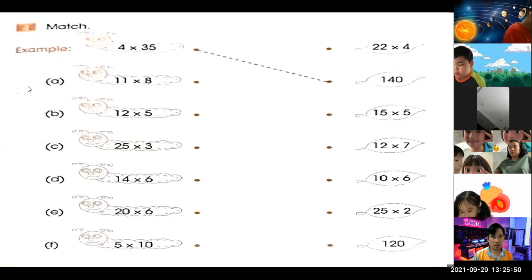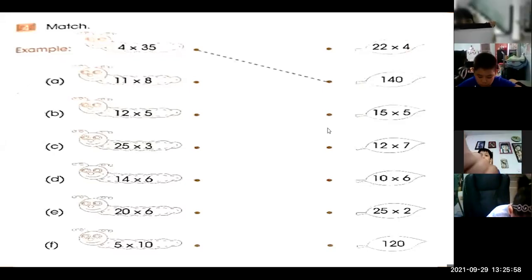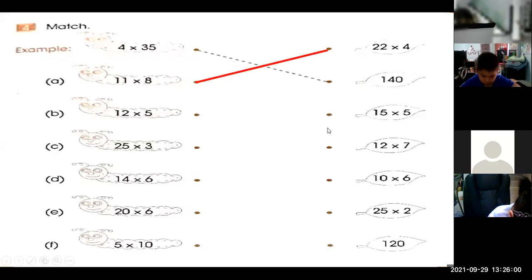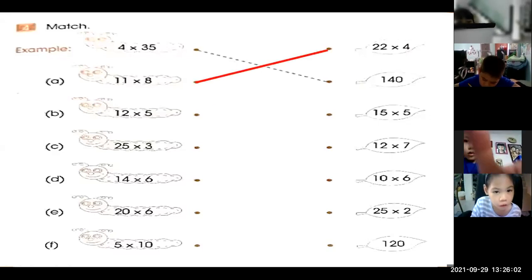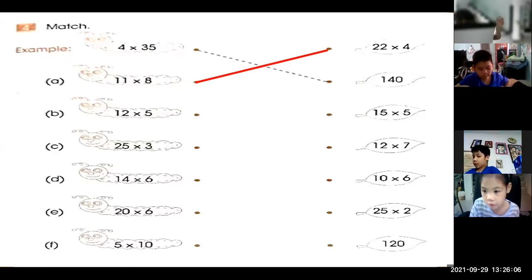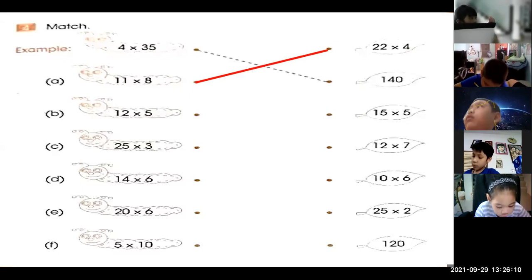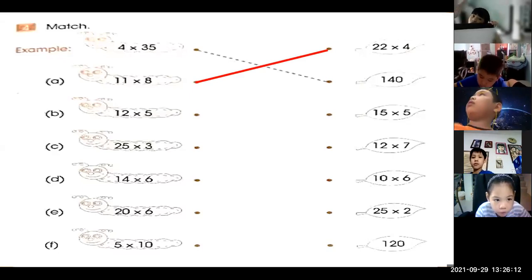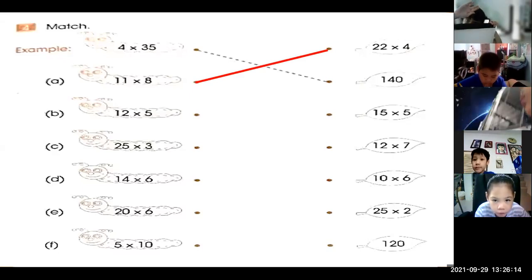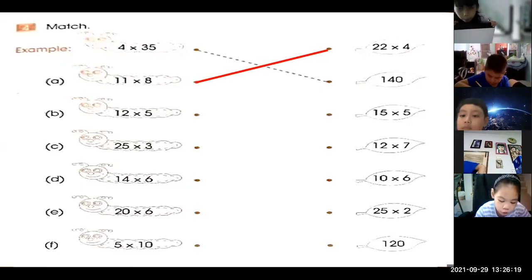Okay. Now letter A. Can you check your works? Letter A, the answer here is 22 times 4. That is the partner of 11 times 8. So 11 times 8 is 88. 22 times 4 is 88. So the answer in letter A is 22 times 4. That's the partner.